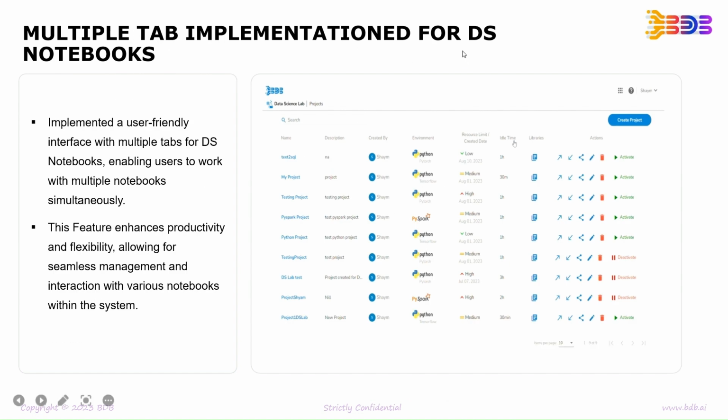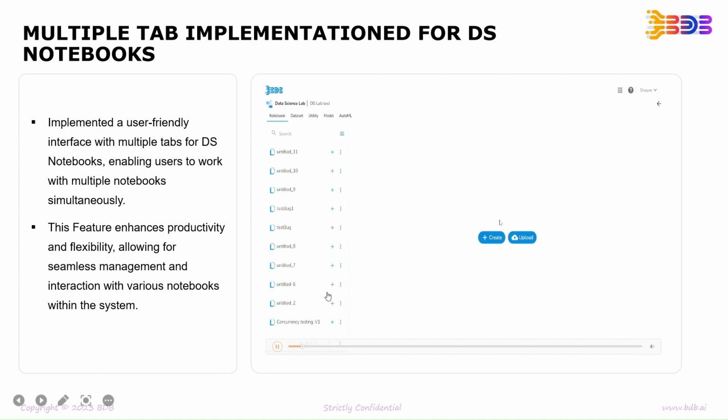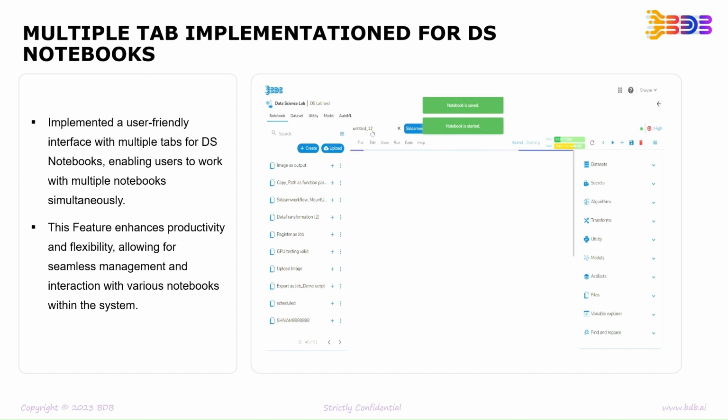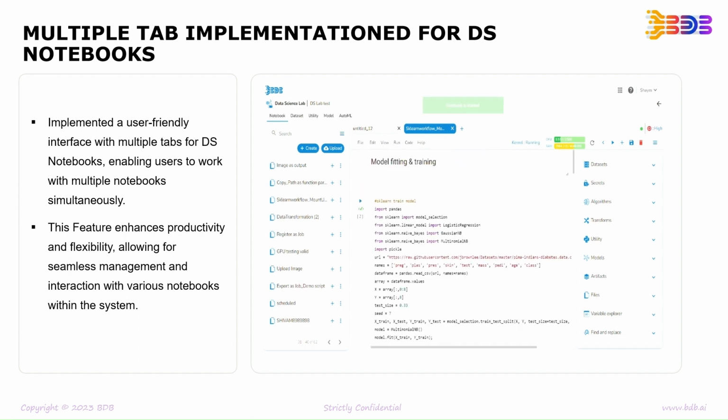Introducing a game-changing feature for DS notebooks, multiple tabs. We've all been there, juggling between multiple notebooks, trying to keep track of different projects, datasets, and experiments. It's a mess, isn't it? But not anymore. With the new multiple tabs feature in DS notebooks, we've completely transformed your workspace. Now, you can work on multiple notebooks simultaneously, all in one place. This feature isn't just about convenience, it's about enhancing productivity and flexibility.